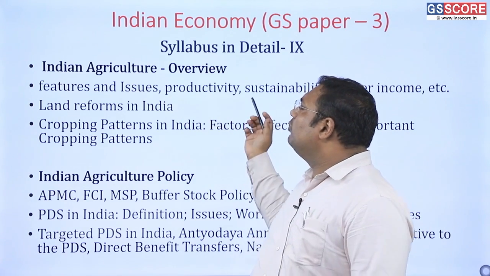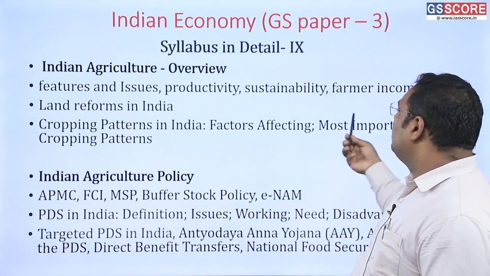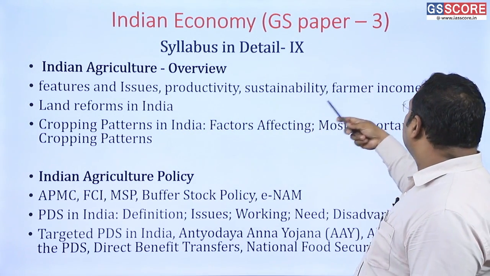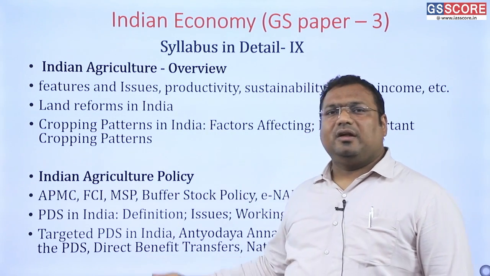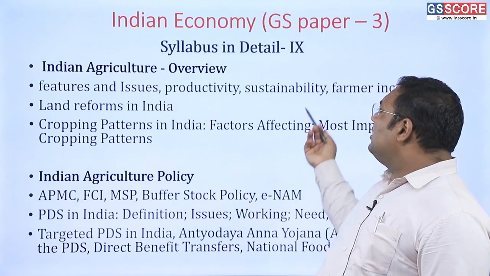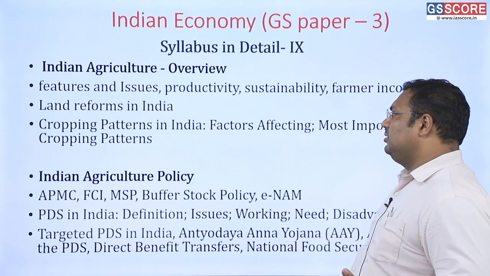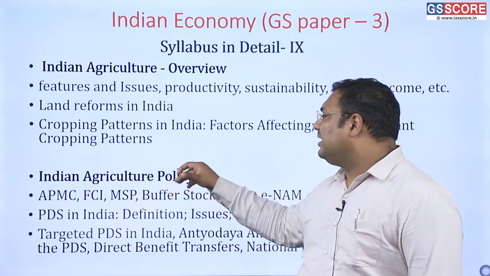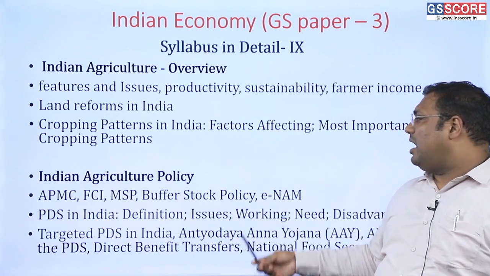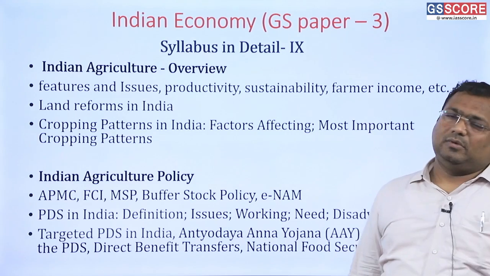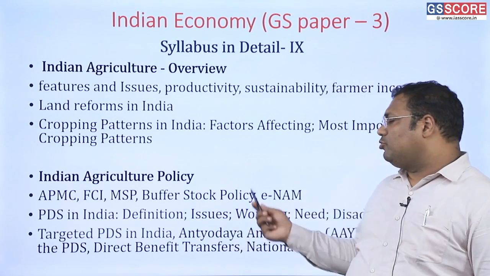So, agriculture overview. Under overview, I have to study what are the features of Indian agriculture, what are the issues there, issues regarding productivity, sustainability, farmers' income, etc. Okay. Land reforms in India, cropping pattern in India. So this is all under overview. This is what you start the topic with. Okay. Then the agriculture policy in India. Under that, we have to study APMC, FCI, MSP, buffer stock policy, eNAM. Okay. So all the major institutions and policies we need to cover.